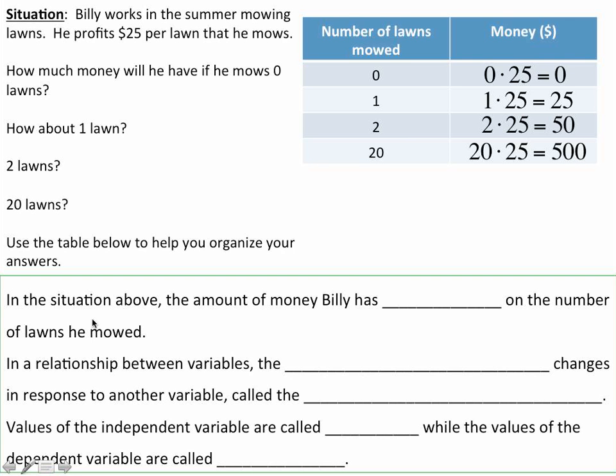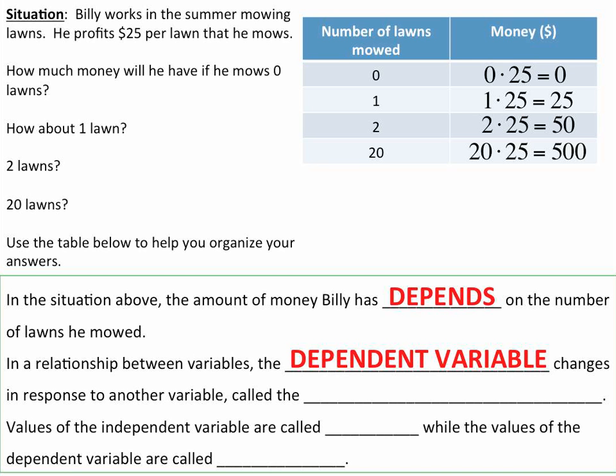All right. In the situation above, the amount of money that Billy has depends on the number of lawns he mows. The more lawns, the more money. So the amount of money I have depends on how many lawns I do. In the relationship between variables, the dependent variable, in this case the amount of money, changes in response to another variable called the independent variable. The number of lawns that I mow doesn't depend on how much money I have.